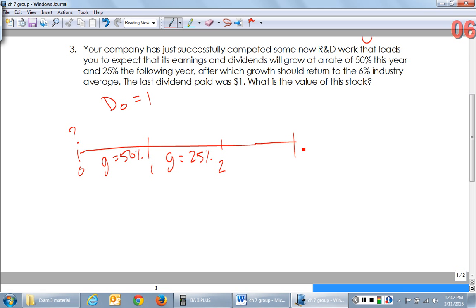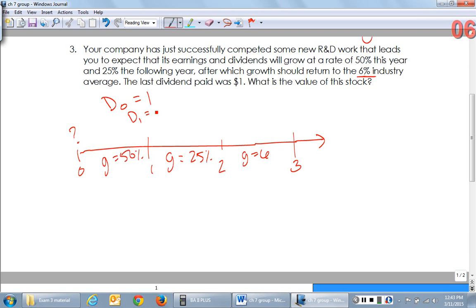And past time period 2, dividends are going to be a constant 6%. So the growth rate will be 6% forever after time period 2. So that means that we need to calculate the dividend for one period past where the dividends become constant.